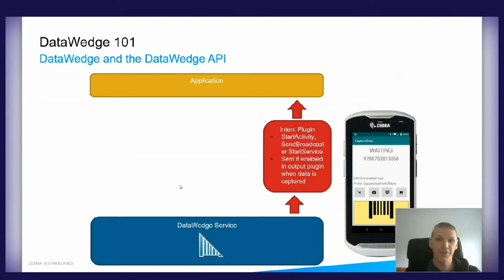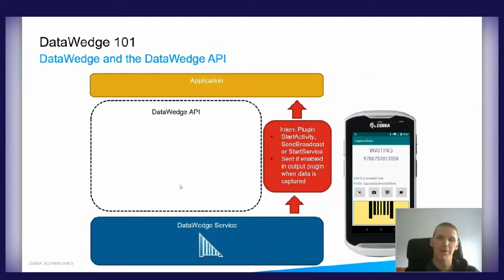If you've configured the profile to send intents to your application, then through the DataWedge intent plugin you will receive an intent either through start activity, send broadcast, or start service. So you'll have a broadcast receiver listening for an intent, or a service receiver. You're receiving intents from the DataWedge service to your application whenever a barcode is scanned. If I scan another barcode, I get another intent. We have multi-barcode methodologies where you can scan multiple barcodes in the same intent, but that's a bit more advanced.